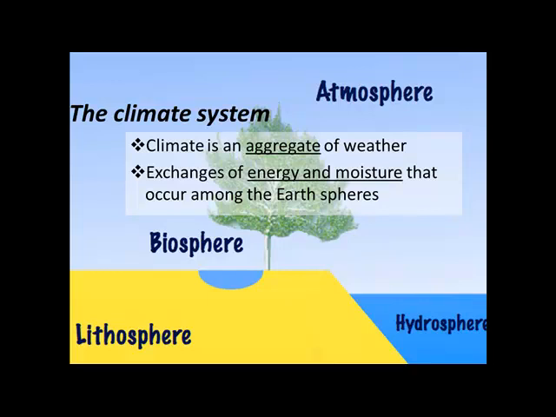We also discussed the terminology for a climate. Climate is actually the aggregate of weather and its extremes. But climate is also the exchanges of energy and moisture that occur among the Earth's spheres. Some of these cycles are called the hydrologic cycle and the carbon cycle.